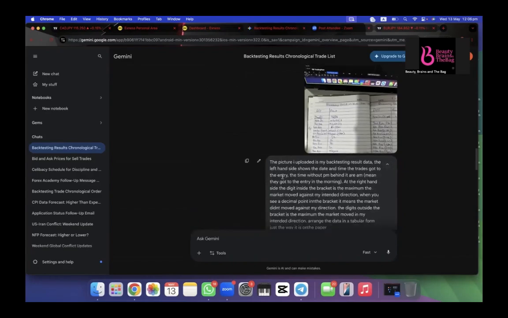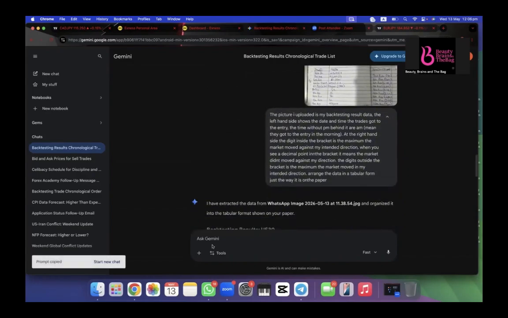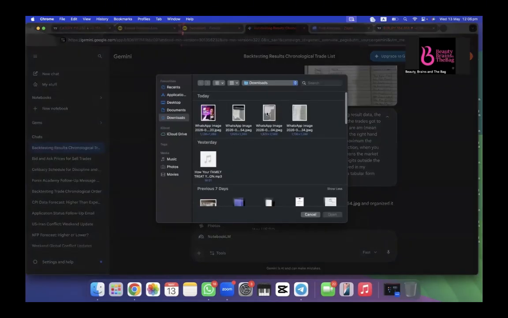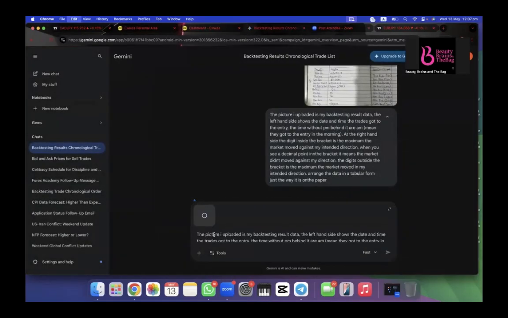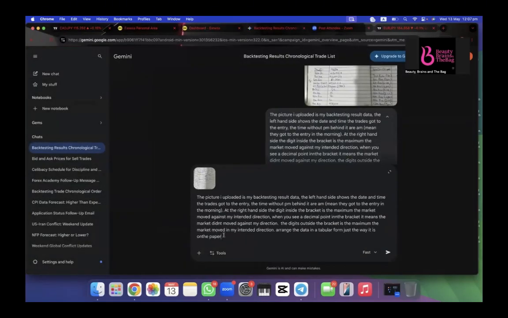It's nice that even if you make a mistake on your prompt, you can easily copy it, then re-upload a different image. This should be it. Okay. Ignore all the SLs.